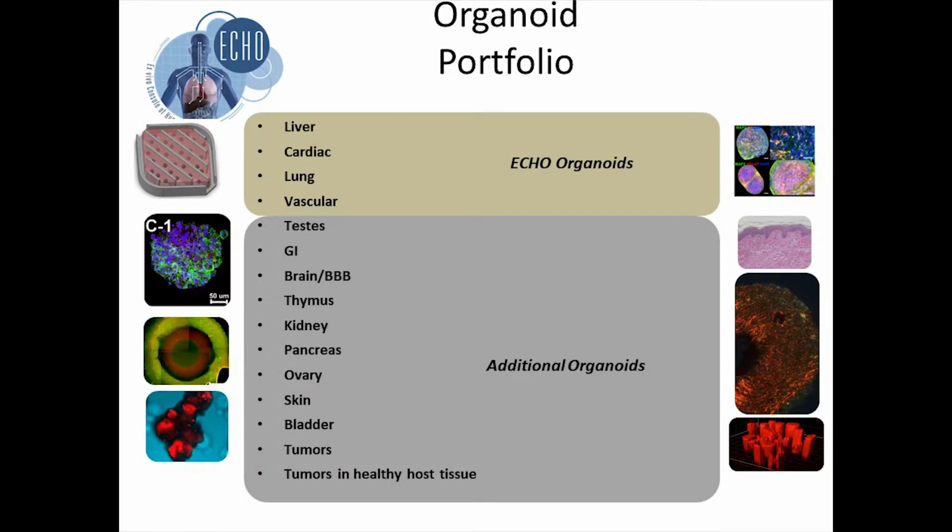Finally, the final slide, I guess, the portfolio we have now is the liver I've spoken about, the cardiac, the lung I haven't spoken about, but that's in hand, and the vascular. We have the testes, we have GI, blood-brain barrier, and we are working on just about all of these, including using tumor organoids for testing different drugs that might be of use in personalized medicine. And I will now turn it over to the next speaker.